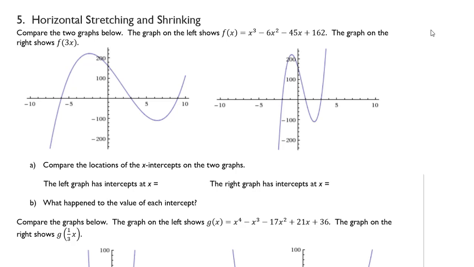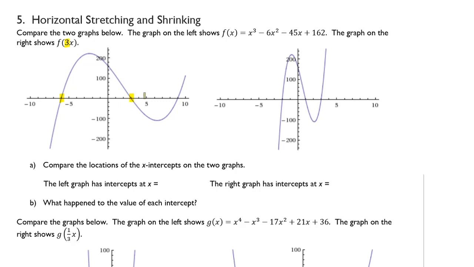And I want to show you what happens if you scale this graph or this function by either a number greater than 1 or less than 1. Let's take a look at f of x equals x to the third minus 6x squared minus 45x plus 162. The graph on the right shows the function f of 3x. Notice that the 3 is substituted inside the function.